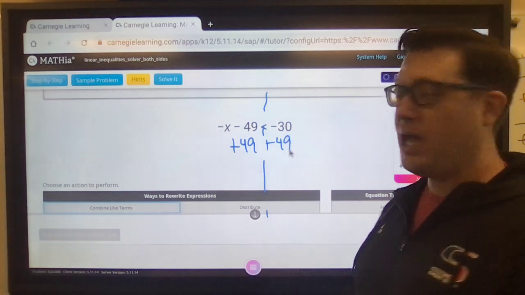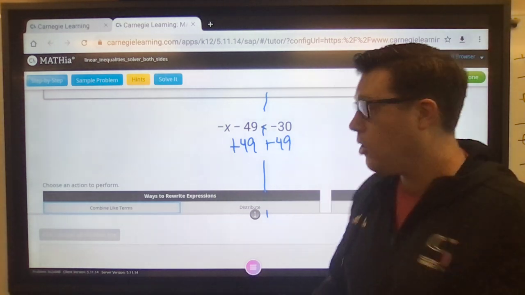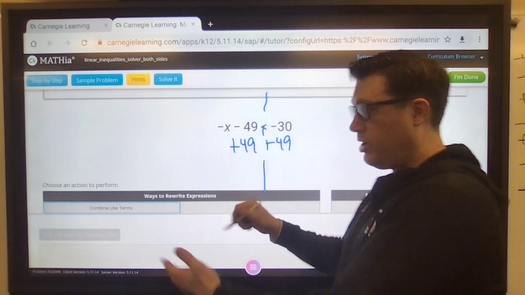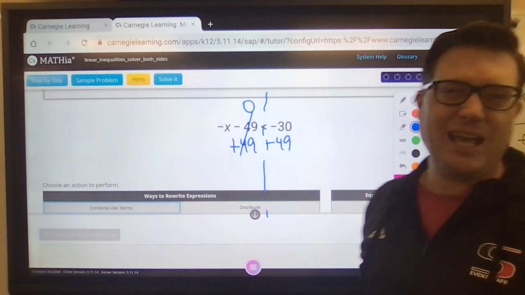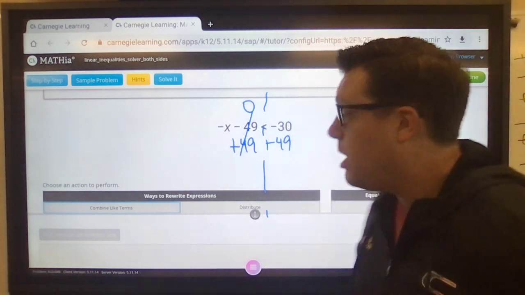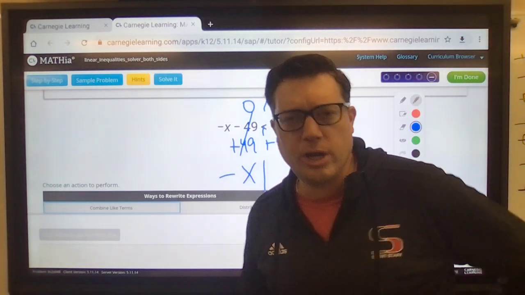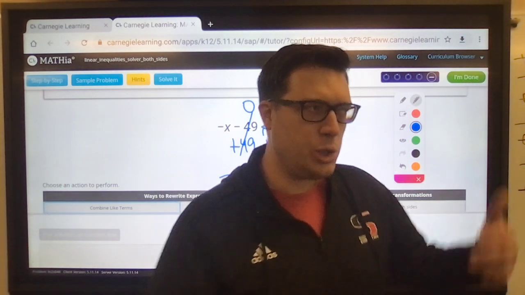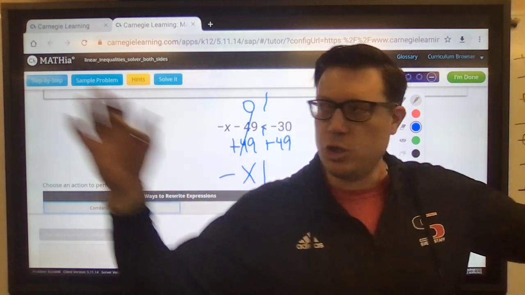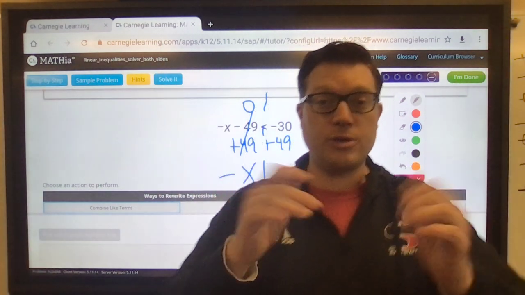That means negative 30 plus 49. Over here, of course, negative 49 plus 49, that's zero. That cancels each other out. That's why we do that cancel step. And we're left with negative x. Negative 30 plus 49, if you owe somebody $30, you somehow acquire $49, you pay them off their $30, you're left with 19.